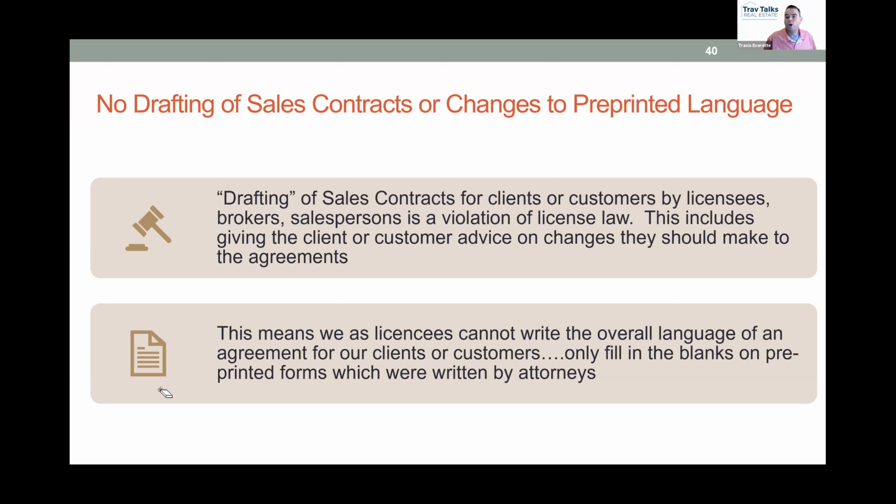Does that make sense for everybody? When I talk about you can't cross things out, I'm talking about the fact that you can't cross out the pre-printed words, the ones that are already formatted on the document. But you cannot do that for a client or a customer. However, remind me again, is there any time that a licensee can fill in or write contract language, draft contract language? Yes, if the licensee themselves is the buyer or seller. That's the only time you as a licensee can make a change to a sales contract: if you yourself are the buyer or seller.